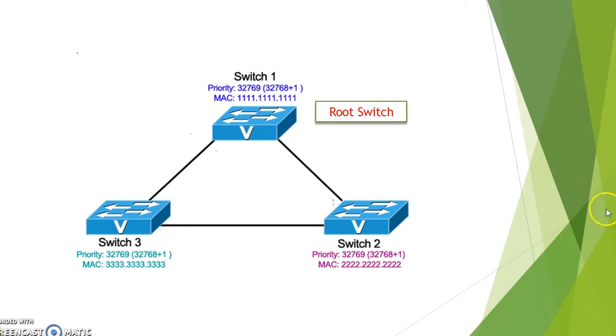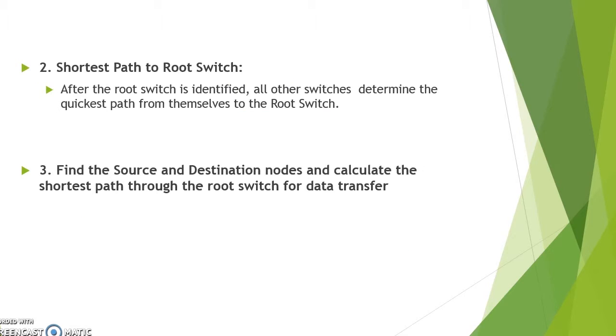In this example, we see that the priority values for all three switches are the same, but the MAC address of switch 1 is the lowest when compared to switch 2 and switch 3. Therefore, this switch 1 is the root switch. Now, after the root switch has been selected, every other switch determines the shortest path from itself to the root switch. Finally, the source and destination nodes are identified and the shortest path is calculated between them such that it passes through the root switch.